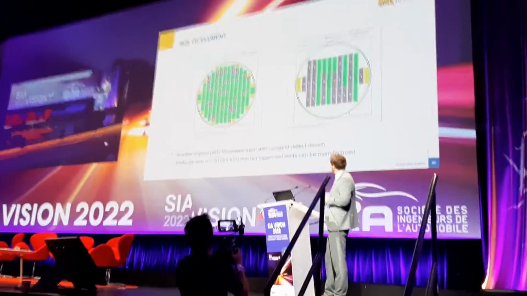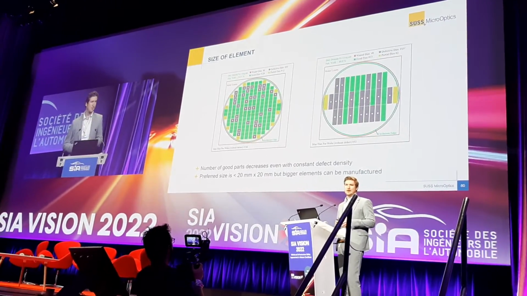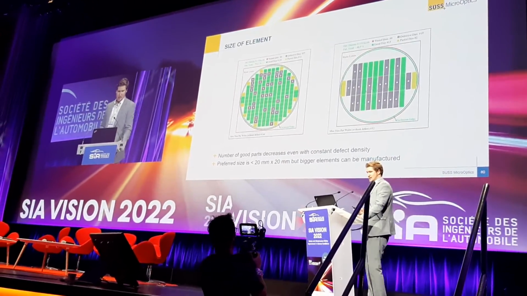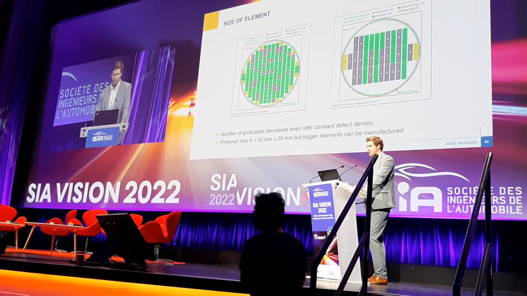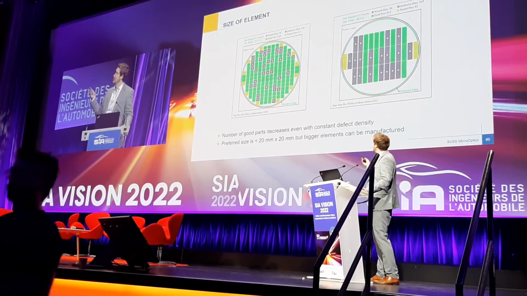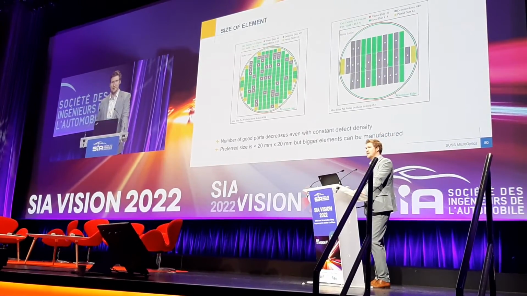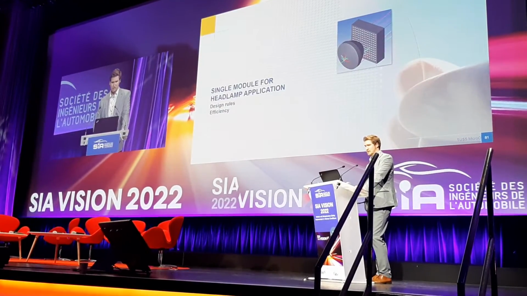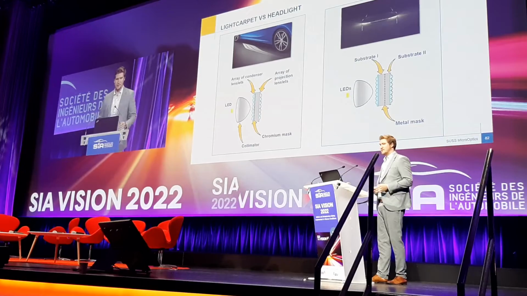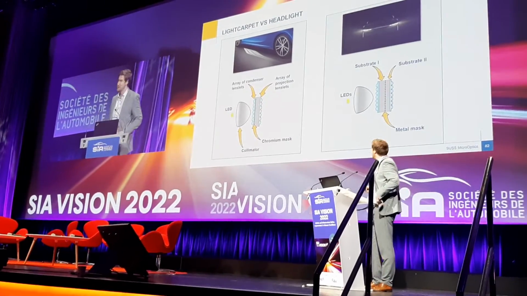So as I wrote it down here, the size of the die, around 20 by 20 millimeters, is something we prefer. But of course, with discussion and having the roadmap with different wafer design in mind, it's also possible to do others. So now I'm coming to an example for a headlight.